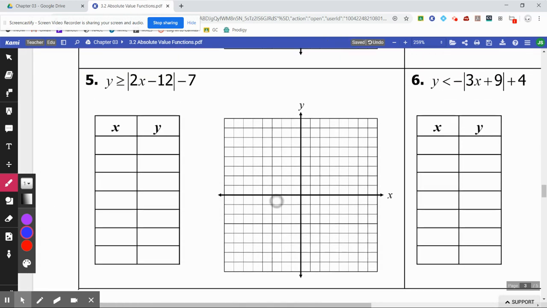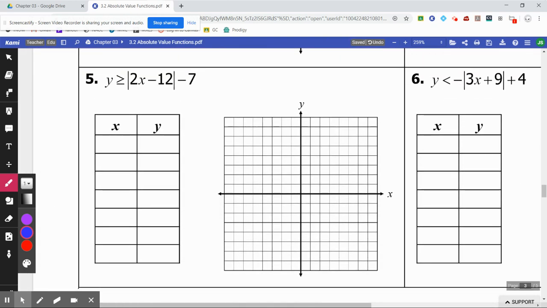Number 5, set the stuff on the inside, 2x minus 12, equal to 0. Move the 12 over, divide by 2, and it gives you 6. So your vertex is going to be located at, plug in 6, that's going to be 12 minus 12 is 0, absolute value is 0, 0 minus 7 is -7. So your vertex is located at (6, -7).